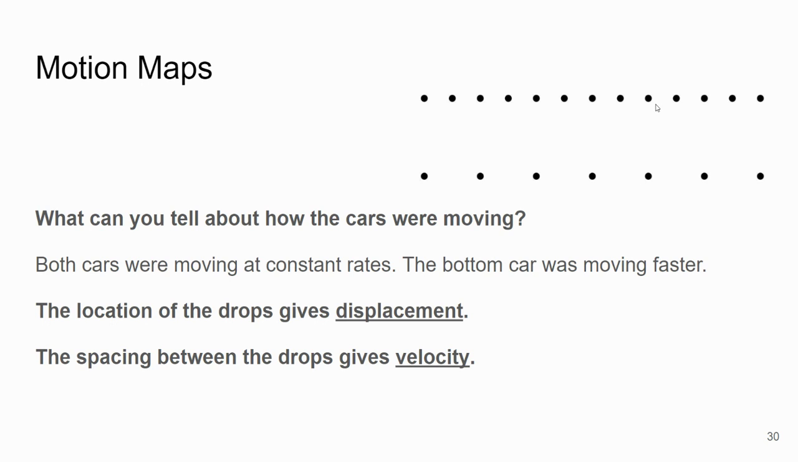So on a motion map, these are like the questions we did on that annoying assessment on the second day of class. On a motion map, the location of the drops shows you the displacement of the car. The spacing between the drops gives you the velocity. So that's motion map.